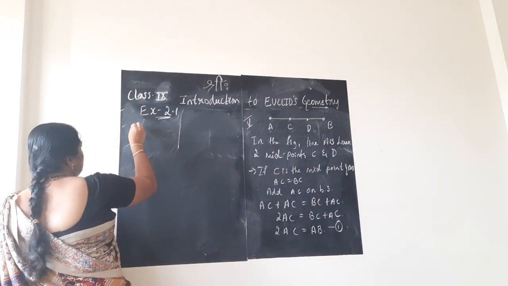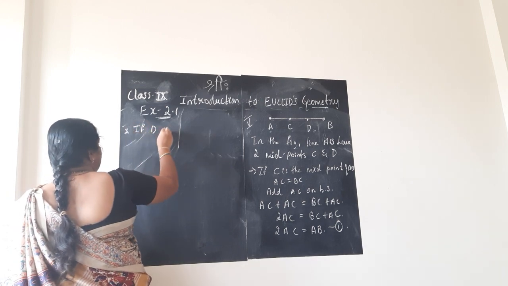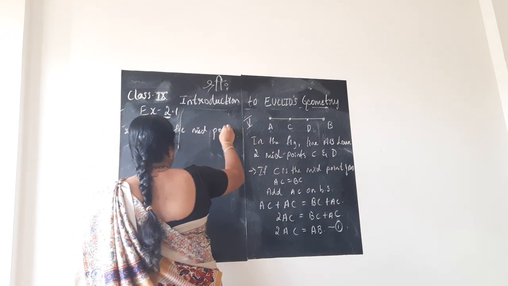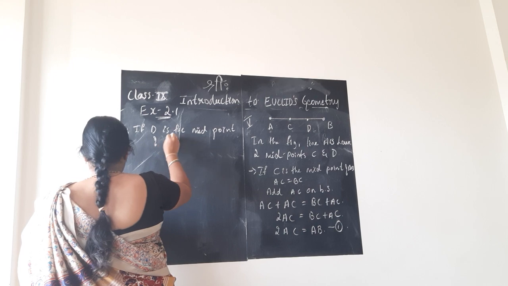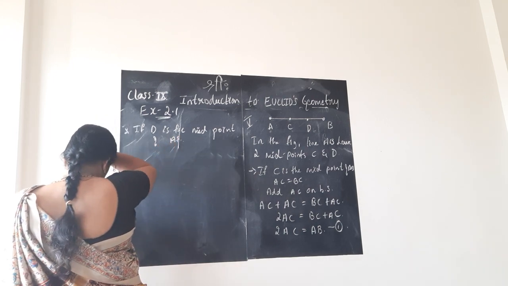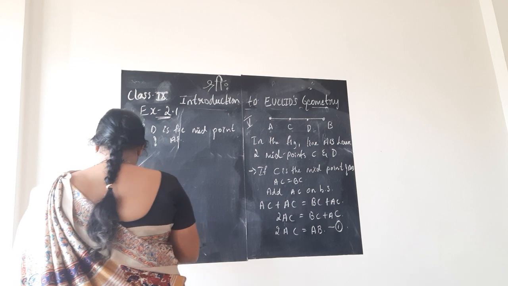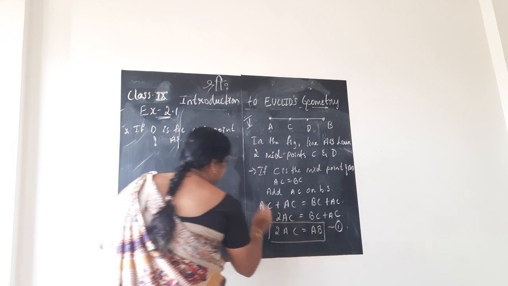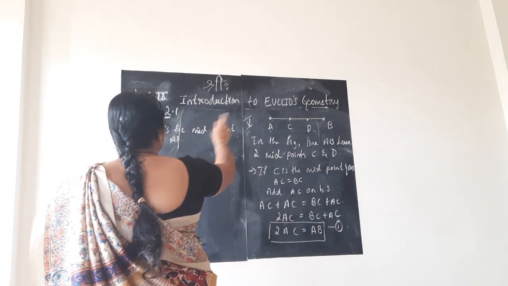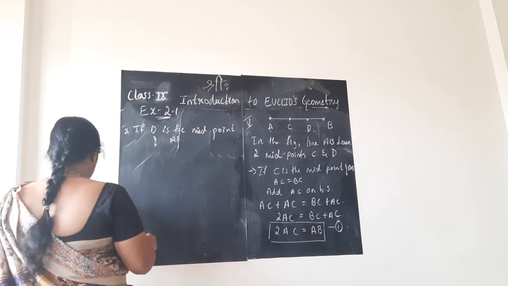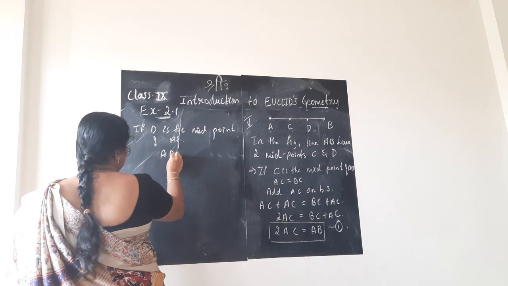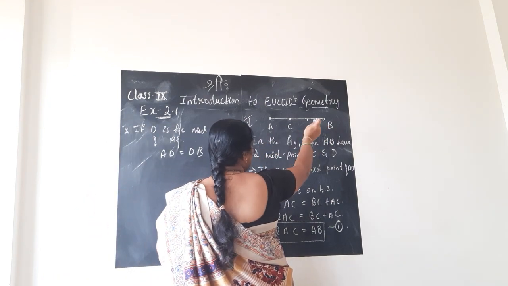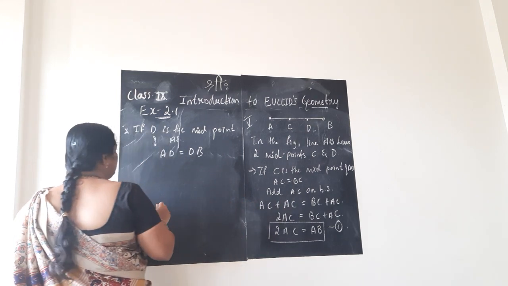Now, I will consider, if D is the midpoint, what will happen? Same steps we shall do. If D is the midpoint of AB, then what we got now, 2AC is equal to AB, we will keep it as it is, and call it equation 1. Now if we assume D is the midpoint, then what we get is AD is equal to DB. When C was the midpoint, AC equals CB we wrote. If D is the midpoint, then AD equals DB we will write.